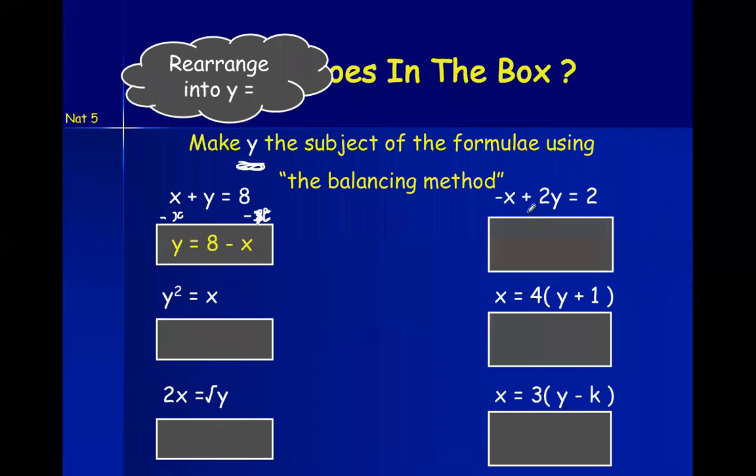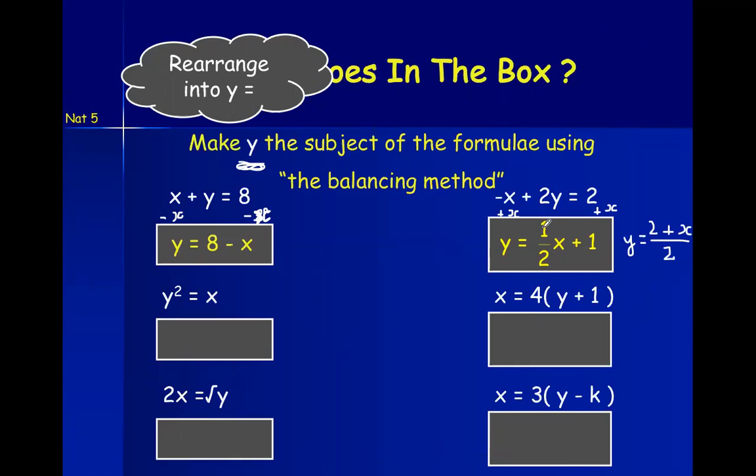So the second one, I'm going to add x on each side. I will end up with 2y equal 2 plus x. And now I'm going to divide 2 plus x by 2. So you can either say this is y equal 2 plus x over 2.